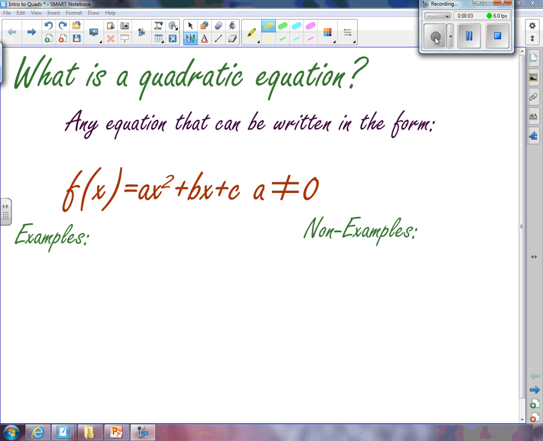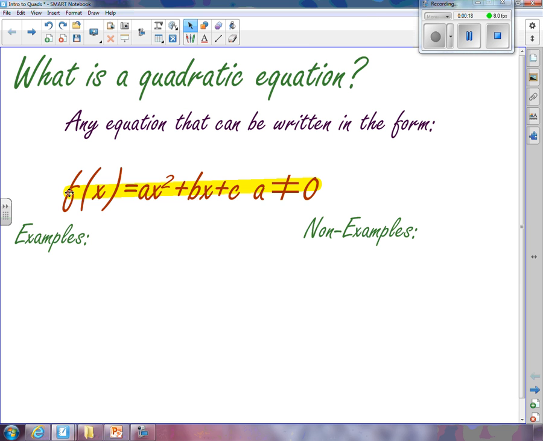Going to be doing a little intro to quadratic equations. So a quadratic equation is just any equation that can be written of this form: f of x equals ax squared plus bx plus c. And the only requirement is that a can't equal 0.